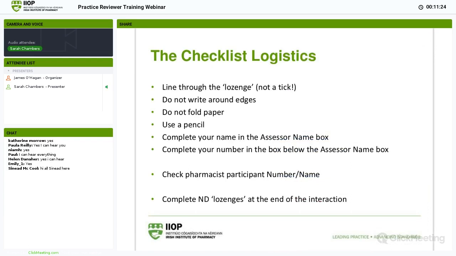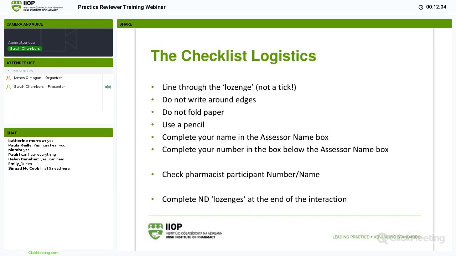Just a few practical tips around the checklist and how to fill it in. It's really important that when we're marking them, we put a line through the lozenge as opposed to a tick. They go through a computer system, so it's important that they are done the same way and that we all mark them the same way. There's no writing around the edges, the paper isn't folded, and we use the pencil that we're given as well. It's really important that we fill in all the sections, so complete your name and number in the assessor box. Always check the pharmacist participant number or name, to make sure that we're using the right checklist for the right pharmacist.